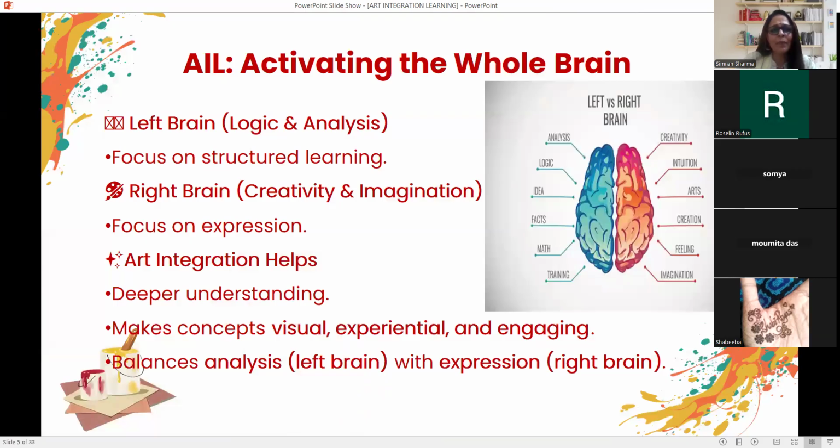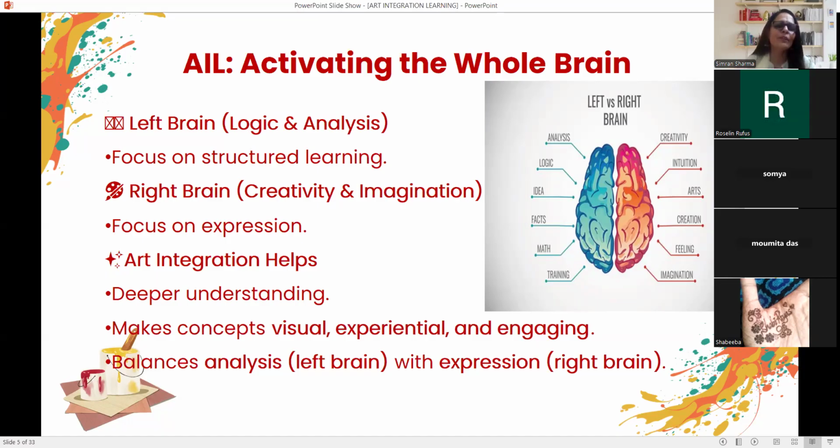As I was just mentioning about our brain, how art integrated learning activates our whole brain. So we all are aware that our brain has two hemispheres, left side and the right side. Our left side covers the analytical part, logical reasoning, maths, facts, numbers, etc. And so it focuses on the structured learning. Okay, you are given a fact, fine, you analyze it, give your understanding, give your analysis on it, and tell us what did you get, what is your feedback on it.